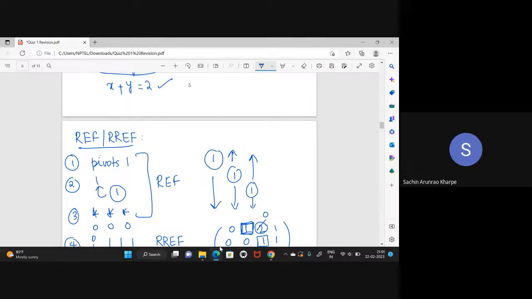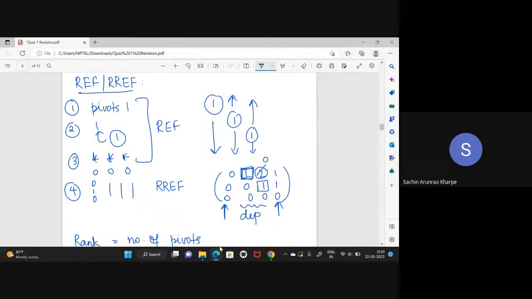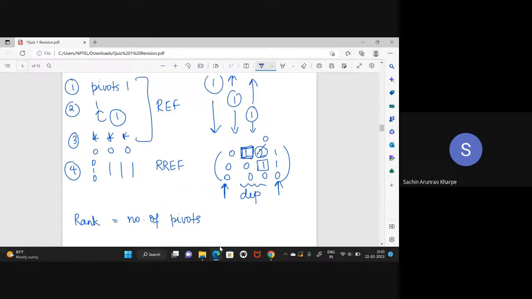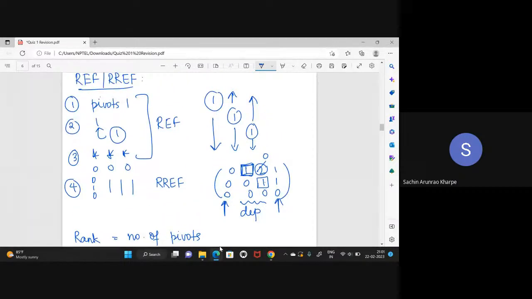Ma'am, for the sake of simplicity in calculation, we make it one, right? Yes. In reduced row echelon form, we always make it one. Is it compulsory, or can we put any random number? No, for us, it is compulsory. Pivots have to be one. Okay, okay.